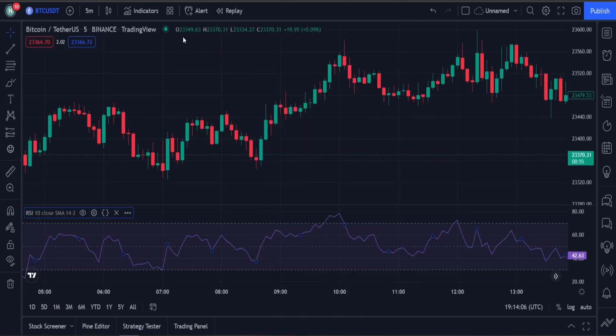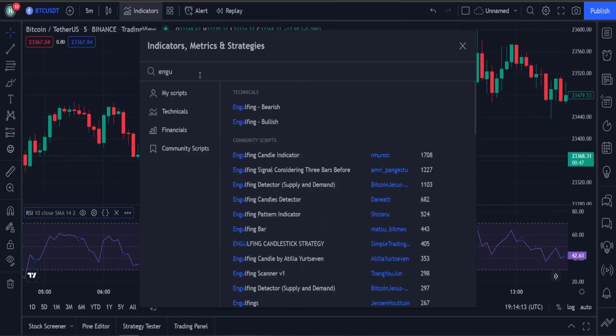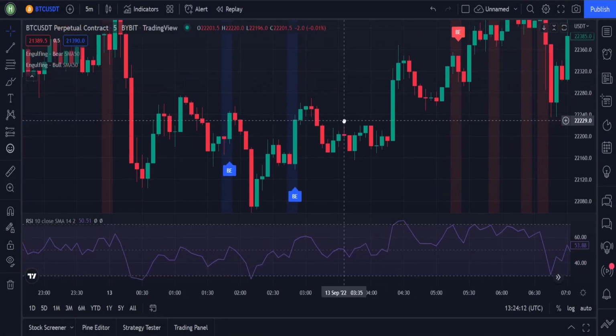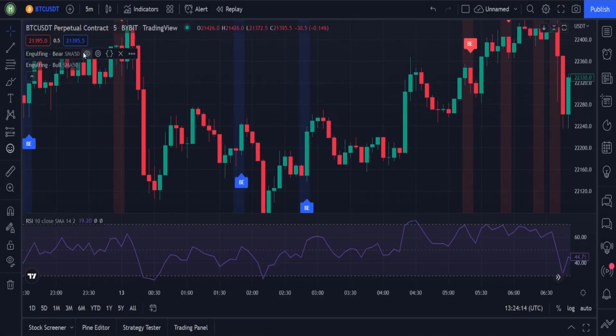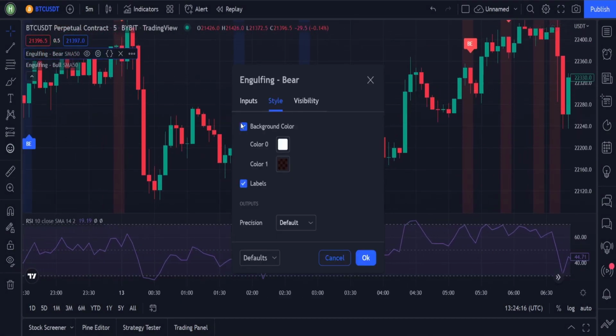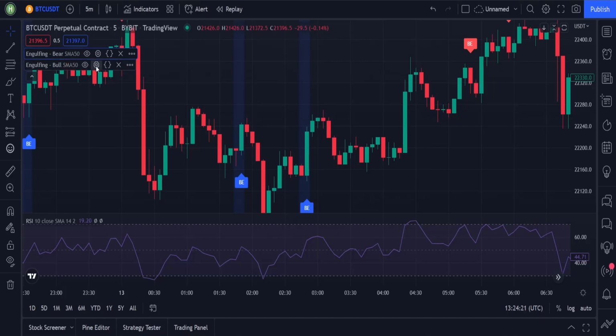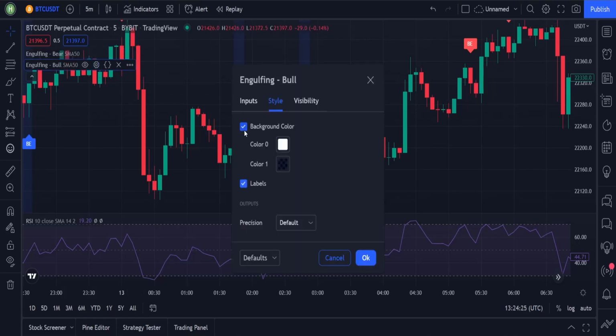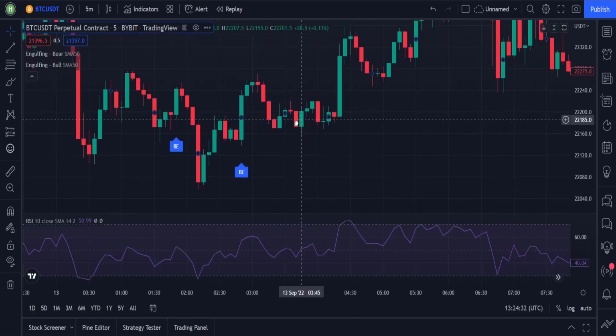The next 2 indicators we're going to add are the engulfing bearish and the engulfing bullish. Add both of these. We're also going to change settings for both of them, so we'll go in Settings. Here, the only thing we're going to change is uncheck the background, because all we need are the labels, so background color, uncheck that. Click OK. And we're going to uncheck background color for this too. Now our chart looks clean, the charts are set. So let's get into the strategy.